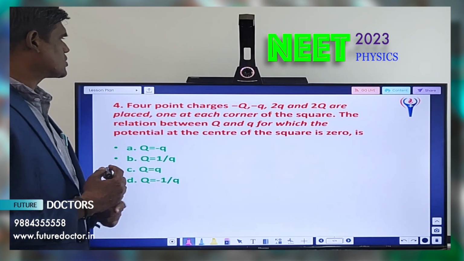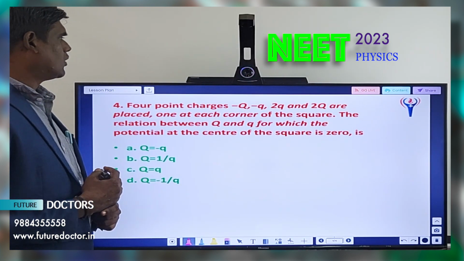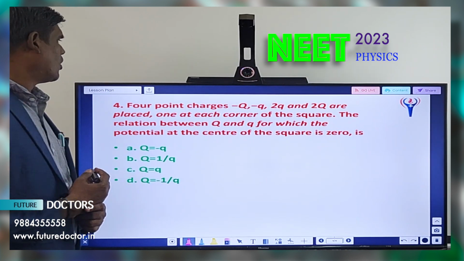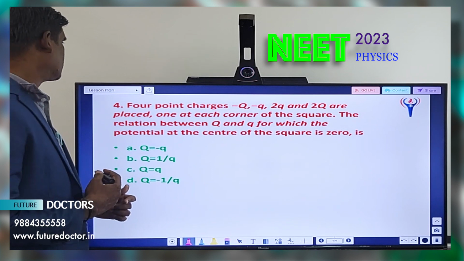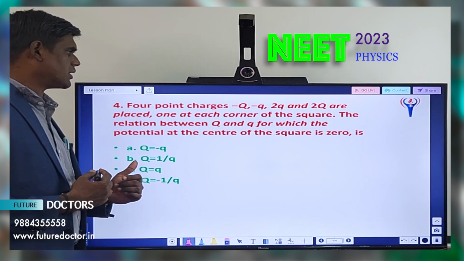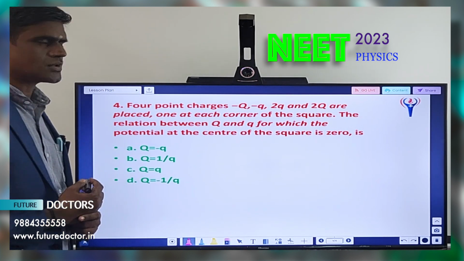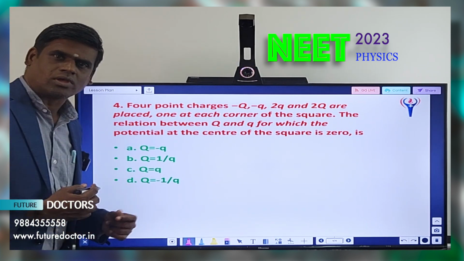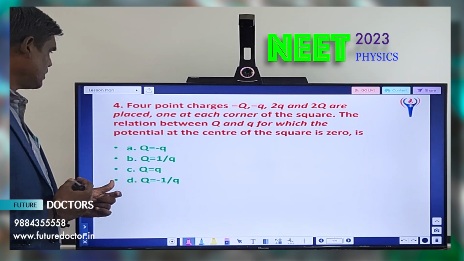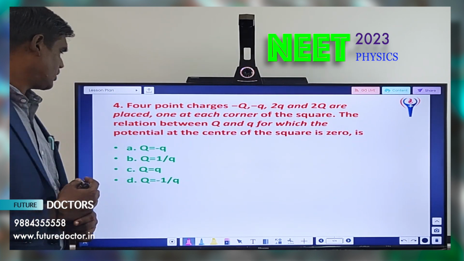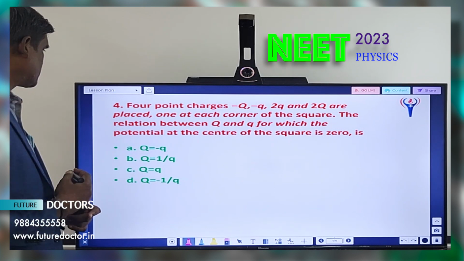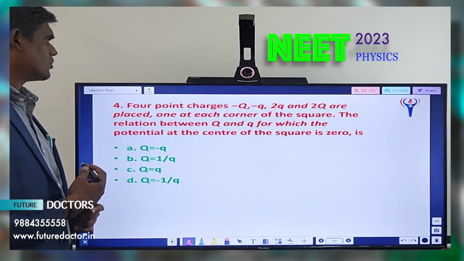4 point charges minus Q, 2Q and capital Q are placed one at each corner of the square. The relation between capital Q and small q for which the potential at the center of the square is 0 is dash. Option A, capital Q equal to minus small q. B option, capital Q equal to 1 by q. C option, capital Q equal to small q. D option, capital Q equal to minus 1 by q.